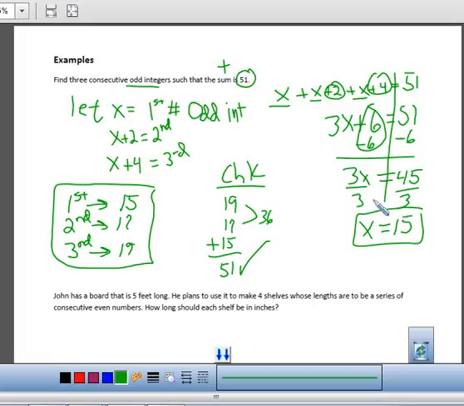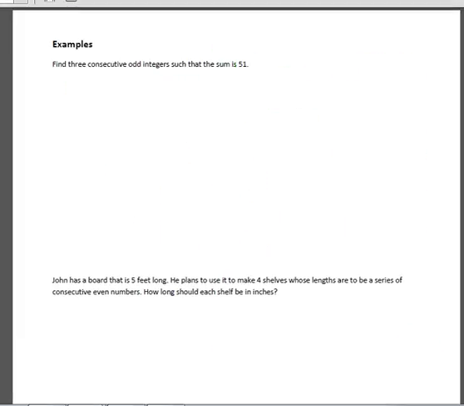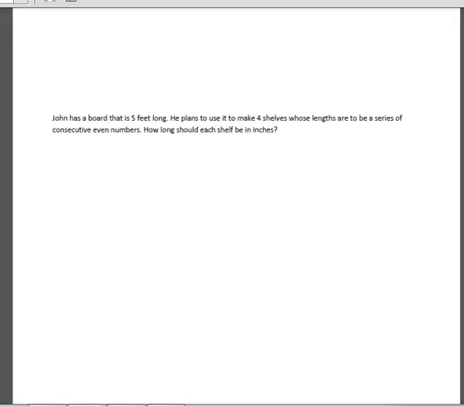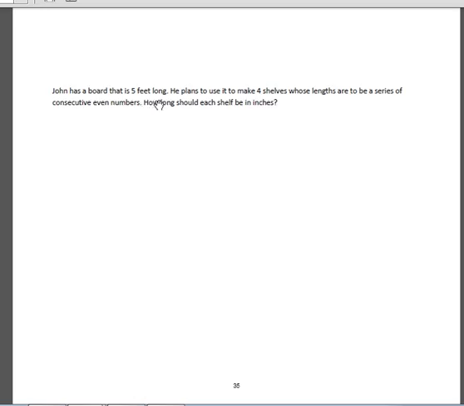This was a consecutive odd integer. If we look at the next problem, John has a board that is 5 feet long. He plans to use it to make 4 shelves whose lengths are to be a series of consecutive even numbers. How long should each shelf be in inches?